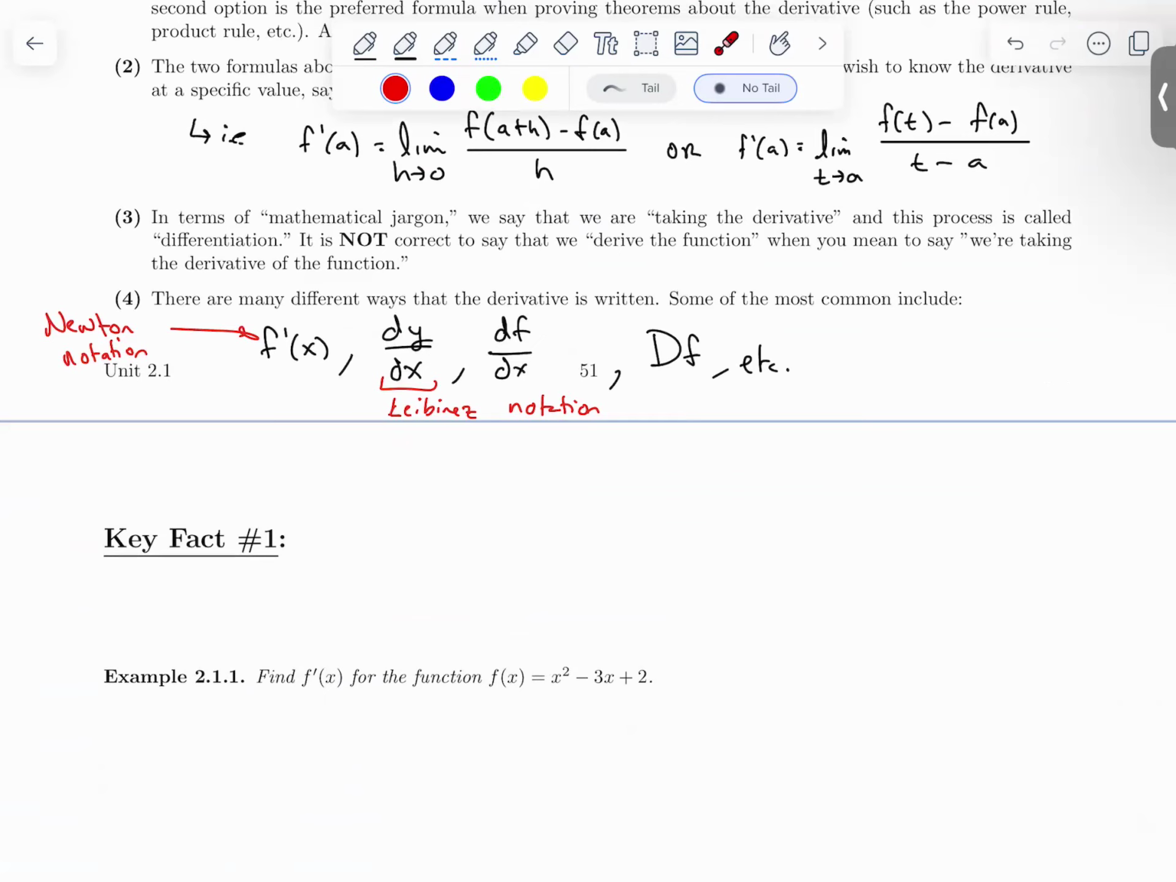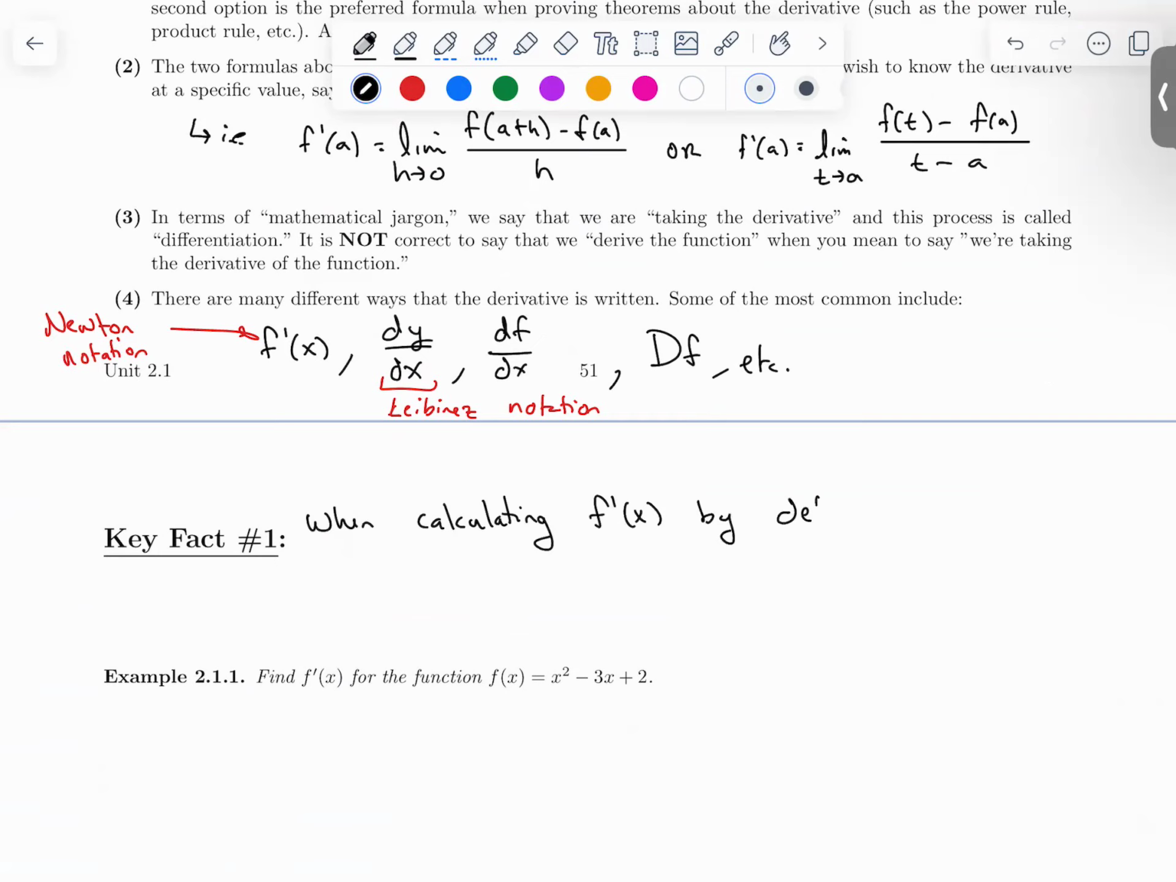So key fact number one is when calculating the derivative, when calculating f prime of x by the definition, you're not done until you cancel the h in the denominator.